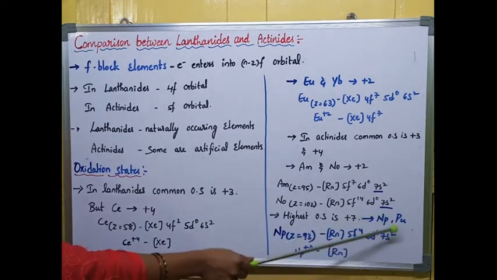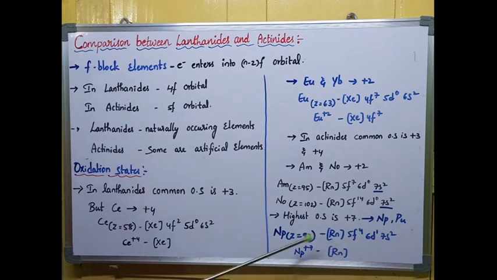It will lose all these 7 electrons and become the radon electronic configuration, that is noble gas radon. It will exhibit +7 by losing all electrons and become a noble gas configuration. In a similar way, plutonium loses 7 electrons and exhibits +7, a stable noble gas configuration.